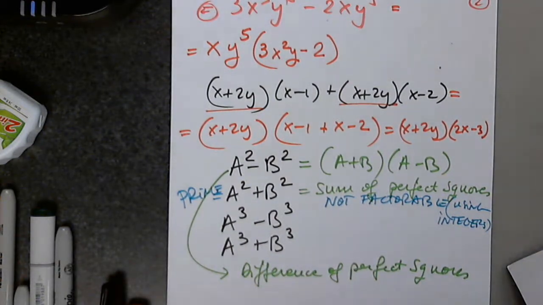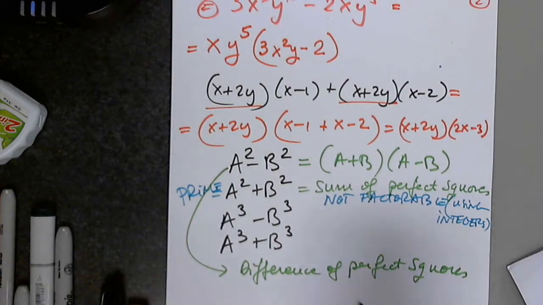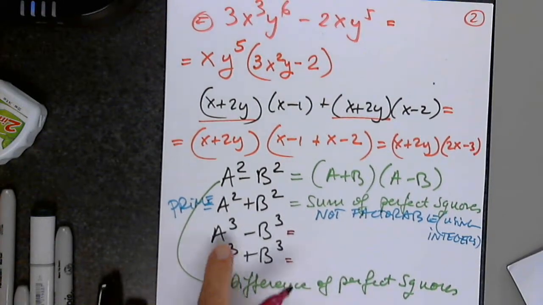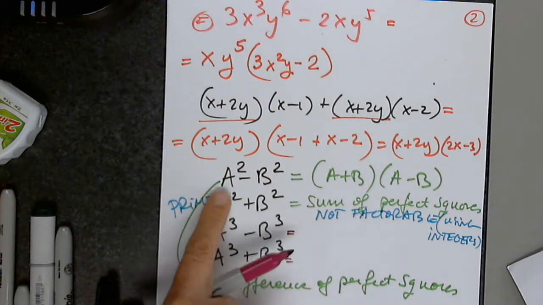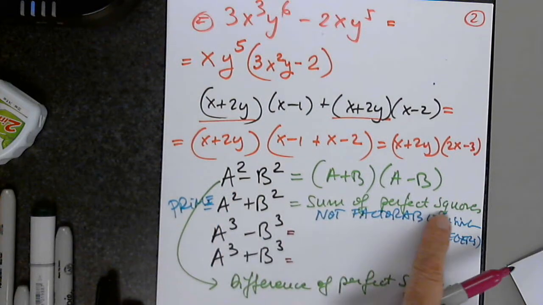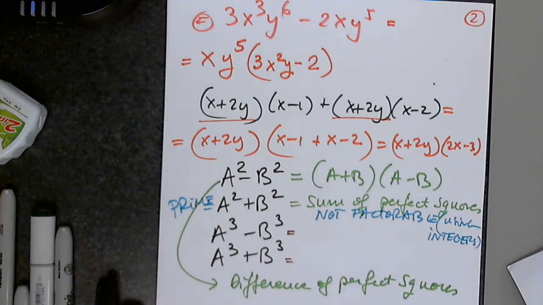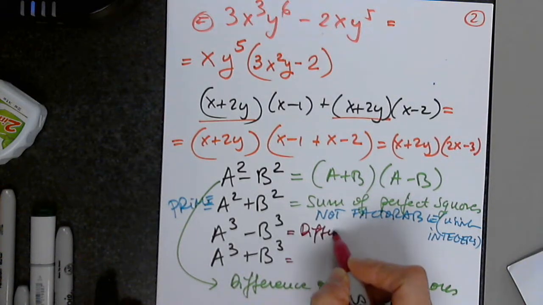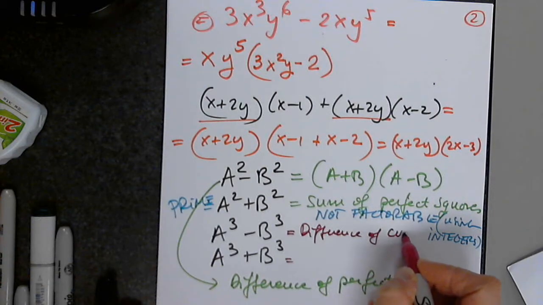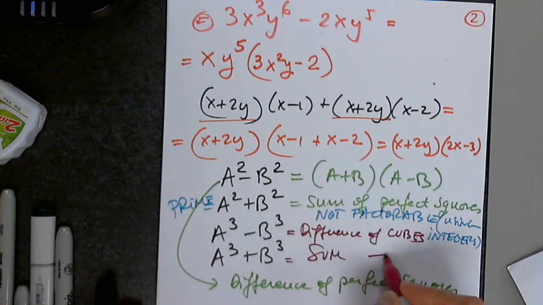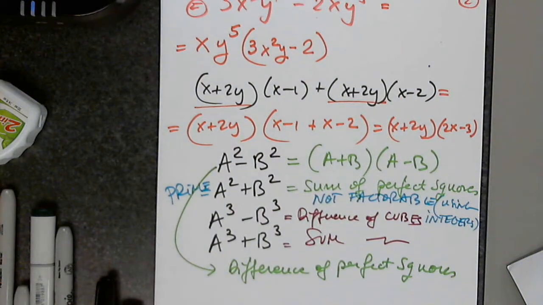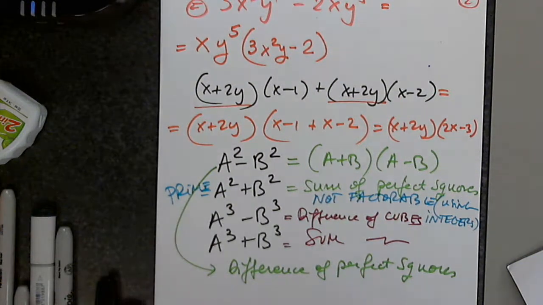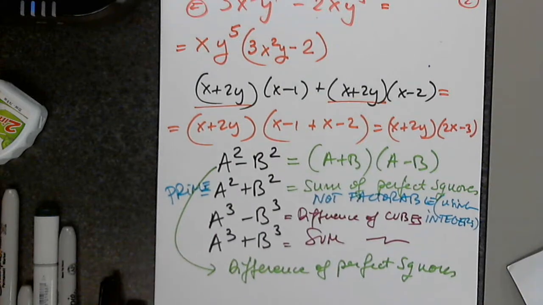Now, how do you think we're going to call this? So this is, Becky, the difference of perfect squares right here, this one. And this is the sum of perfect squares, which is not factorable. What is the name of this and this? Of course, difference of cubes and sum of cubes. Perfect. We have not encountered these two before, so we have to talk about them.